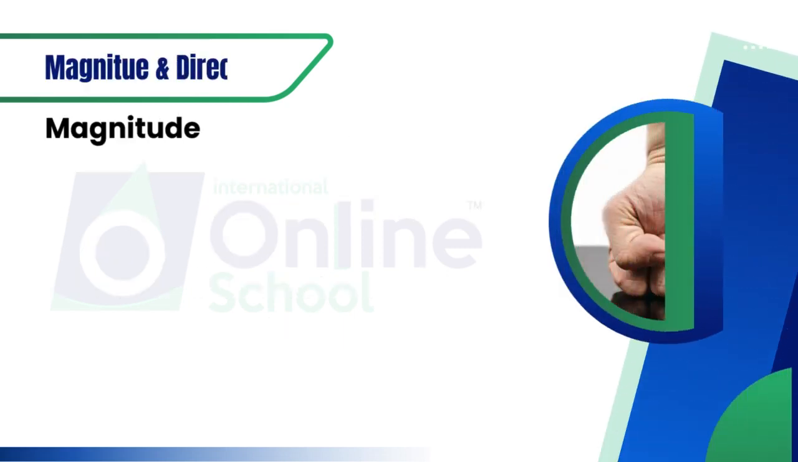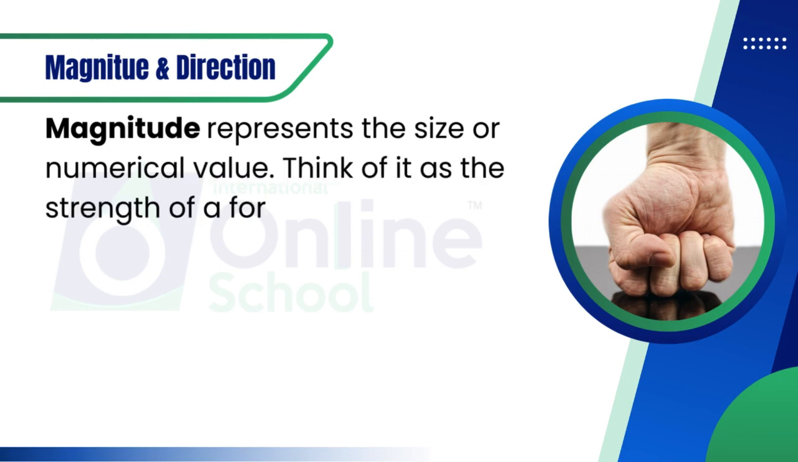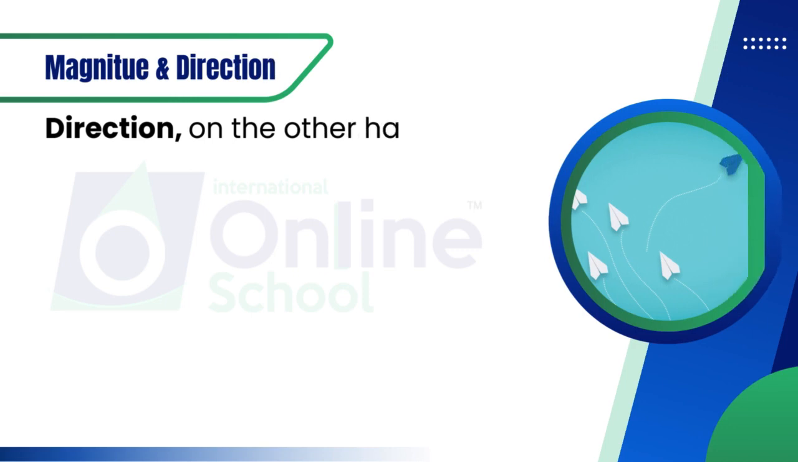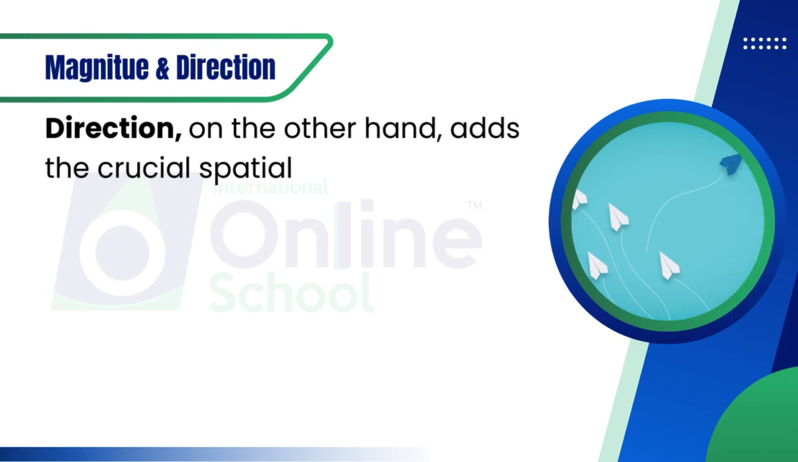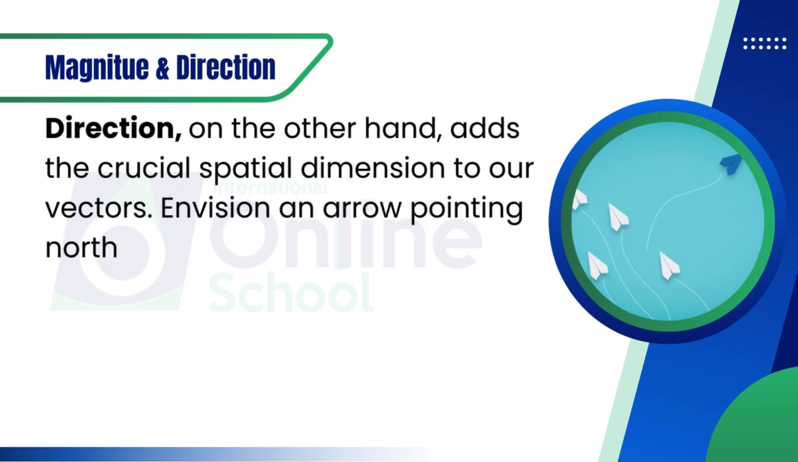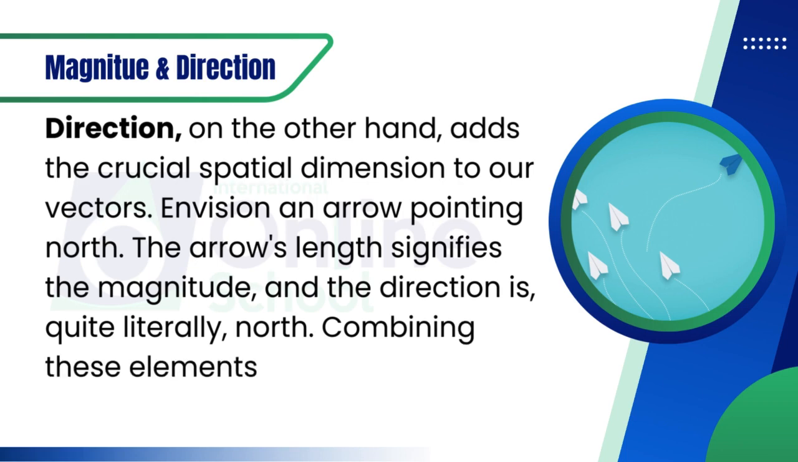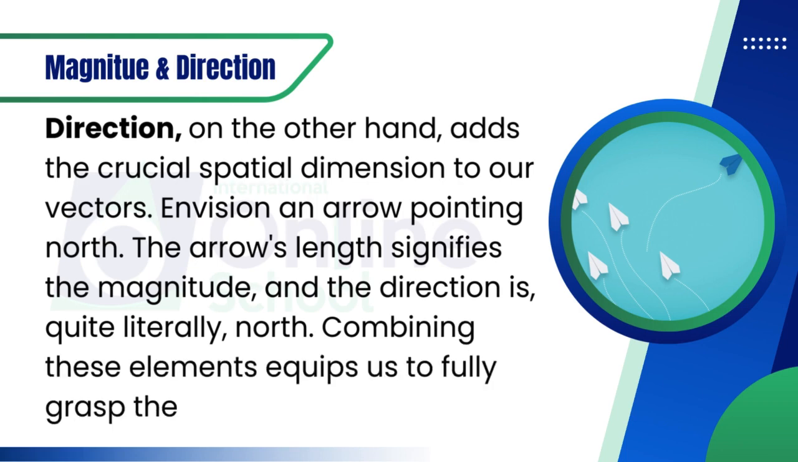The second thing to grip the topic vector is magnitude and direction. Magnitude represents the size or numerical value. Think of it as the strength of a force or the speed of an object. Direction, on the other hand, adds a crucial spatial dimension to our vectors. Envision an arrow pointing north. The arrow's length signifies the magnitude, and the direction is, quite literally, north. Combining these elements equips us to fully grasp the essence of vectors.